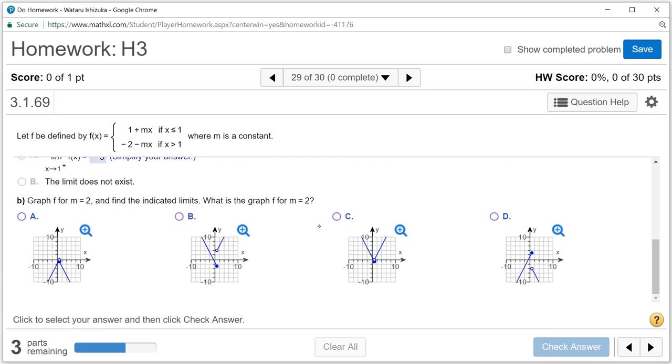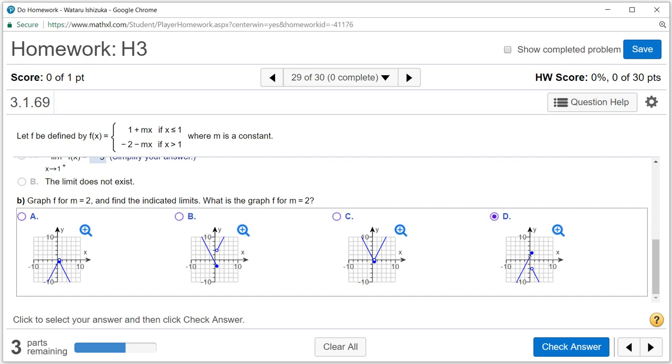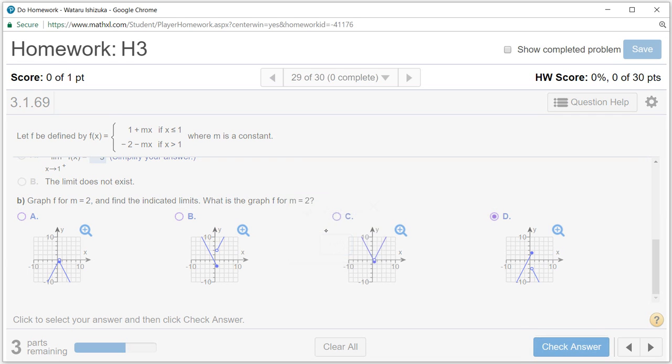Now for m equals 2, same kind of question. The top one is 1 plus mx, so you have a slope of 2. A is promising, B is not right because it's going down here, C is not right, and D is promising. So it's going to be either D or A. Here it's 1 plus 2x, so 1 is the y-intercept. Here the y-intercept looks negative, so the only reasonable one is D. You can see the y-intercept is around 1 there. Let's check the answer. We got that.